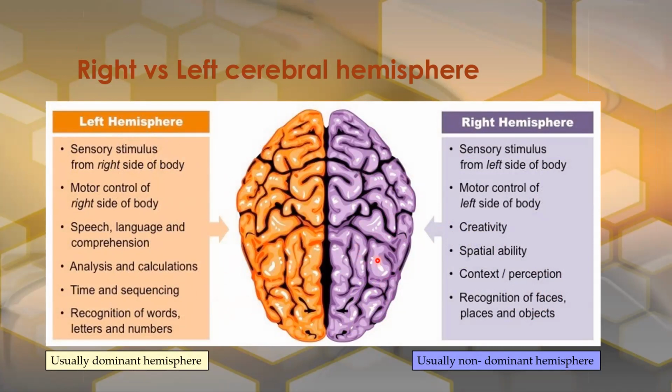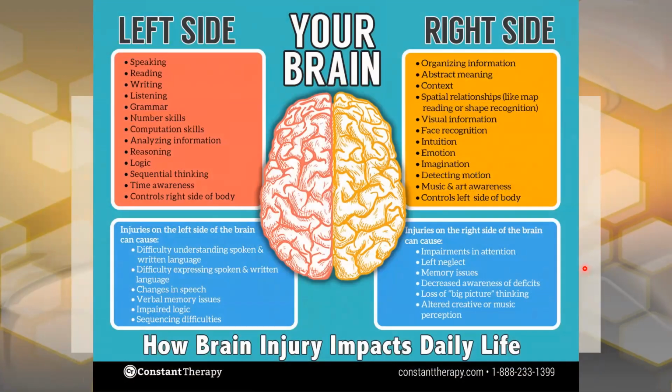And the right hemisphere is involved in sensory and motor function of the left side of the body, creativity, spatial ability, context and perception, and recognition of places and objects. Okay, same slide: the functions of the right hemisphere and the left hemisphere.